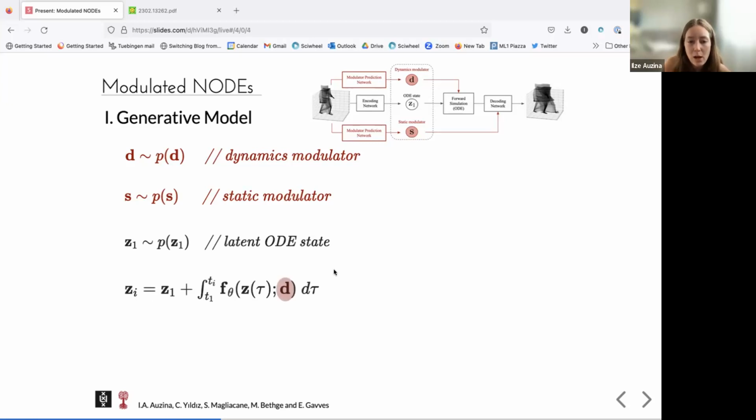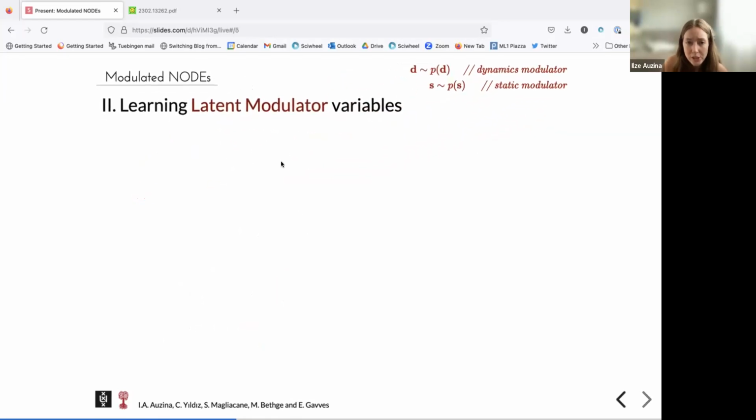And what we introduce with this different generative model, adjusting the existing works, is that this dynamics modulator comes in as an additional input to the differential equation that you model with a neural network, while the static modulator comes in at p of x given z, some decoder network, where it also comes in by concatenation. Now, this is the generative model. The question is, how do we actually learn these latent modulator variables?